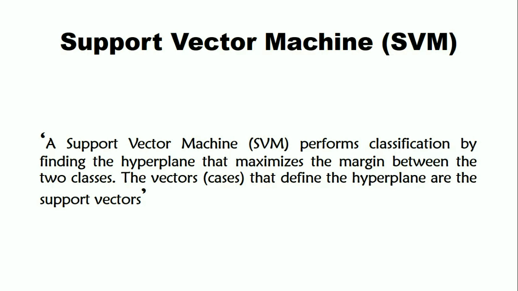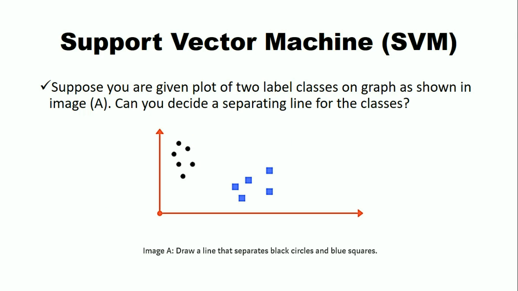So here is the definition of a support vector machine. A support vector machine performs the classification by finding the hyperplane that maximizes the margin between the two classes. That is, here the classes can be separated or divided by using a hyperplane. The vectors that define the hyperplane are the support vectors. So this is the definition of a support vector machine.